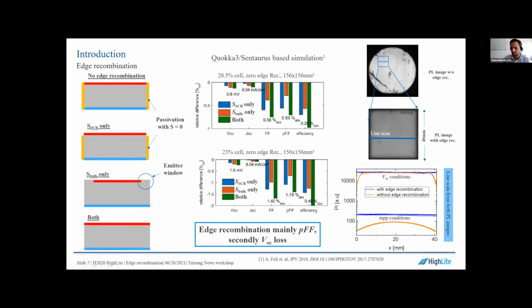And at MPP condition, it's different. You see a way more severe impact of the edges, leading to a reduced PL signal. And this fact leads to a pseudo fill factor loss, mainly due to the edges. So as a takeaway here, edge recombination is mainly leading to pseudo fill factor losses, and secondly to VOC losses.